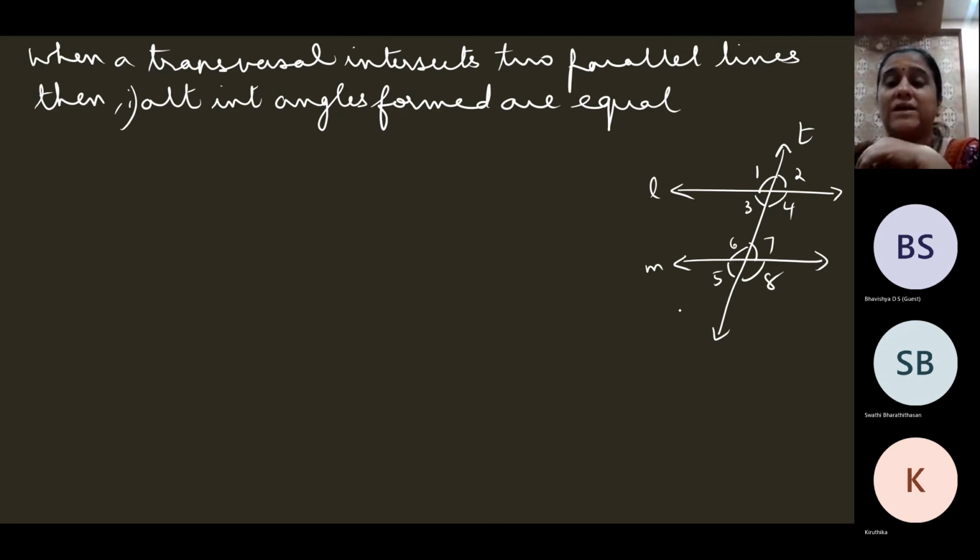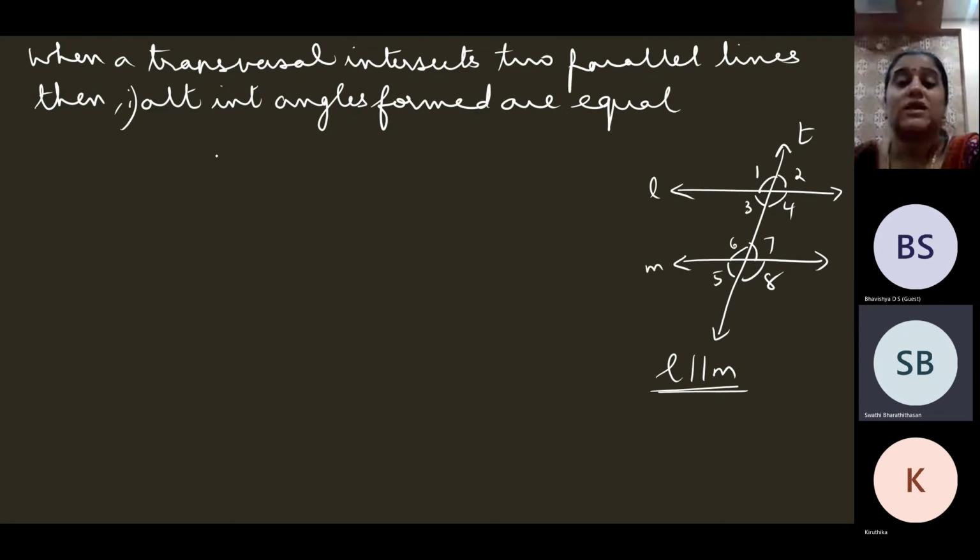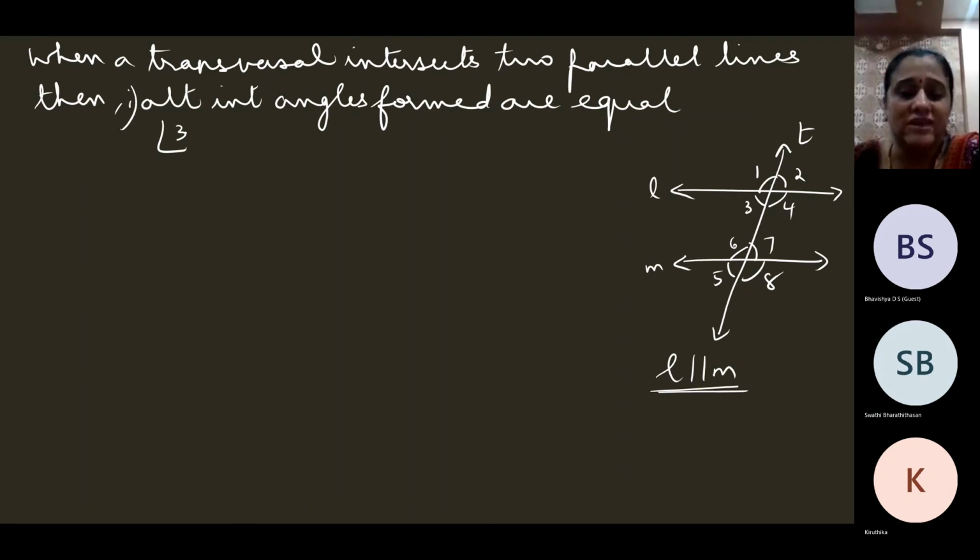Now here L and M are parallel. L is parallel to M, intersected by a transversal T. Now tell me the alternate interior angles formed, children. Angle 3 and 7, angle 4 and 6. So here we say that angle 3 is equal to angle 7, and angle 4 is equal to angle 6.